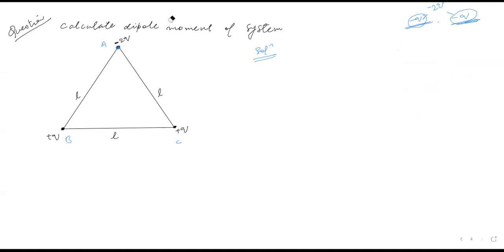Then for the first charge, the direction of the dipole will be along this direction, and the other will be in this direction. You can write here, this is the dipole of the first, P1, and this one is the dipole of P2. Are you clear? Now you are seeing that two dipoles are acting at the same point.